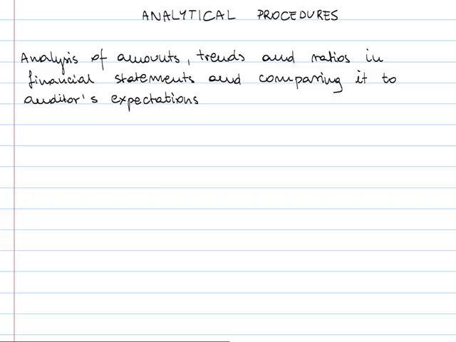Let's look at the definition of analytical procedures. This is not a formal definition, but in my view quite a good one. In the notes you will actually find a formal definition. This one is a little bit more comprehensive, and the reason for this is to make everything absolutely clear. So analytical procedures is the analysis of amounts, trends or ratios in financial statements and comparing it to auditors' expectations.